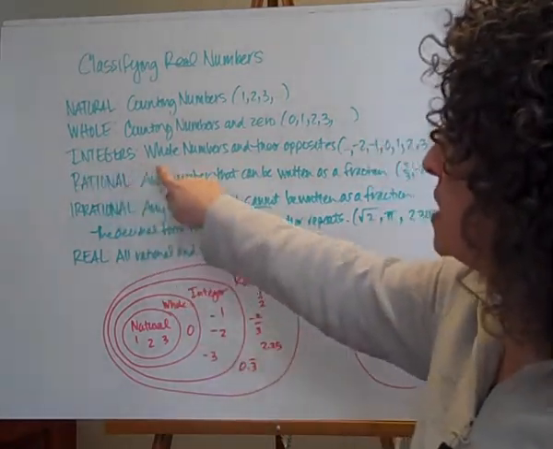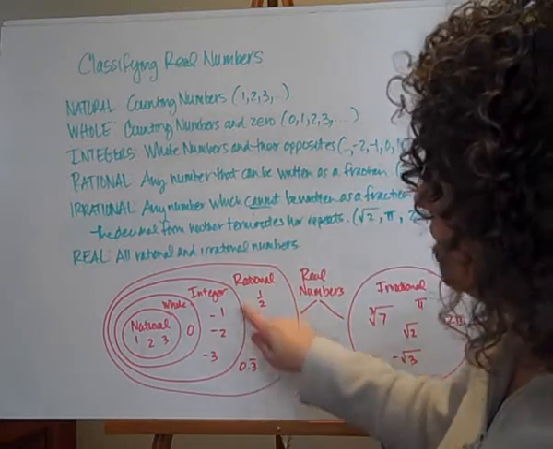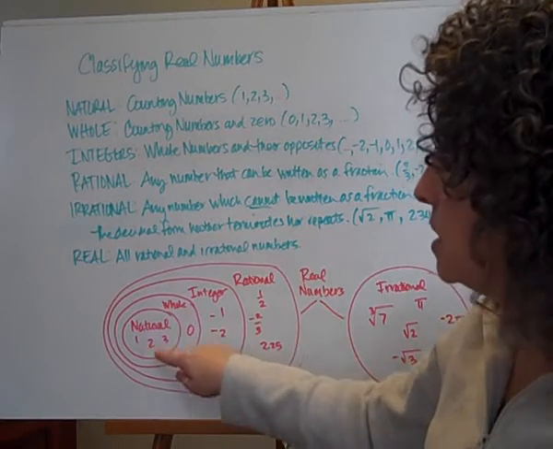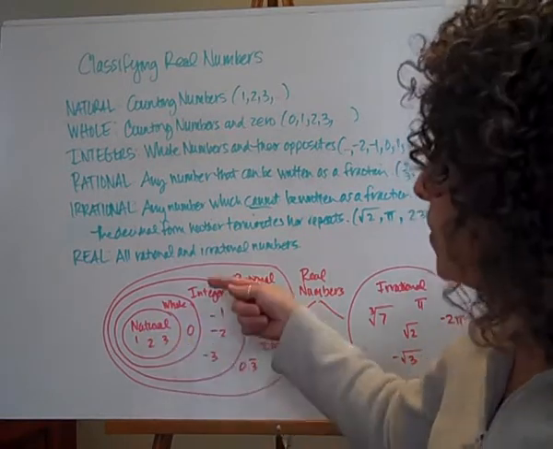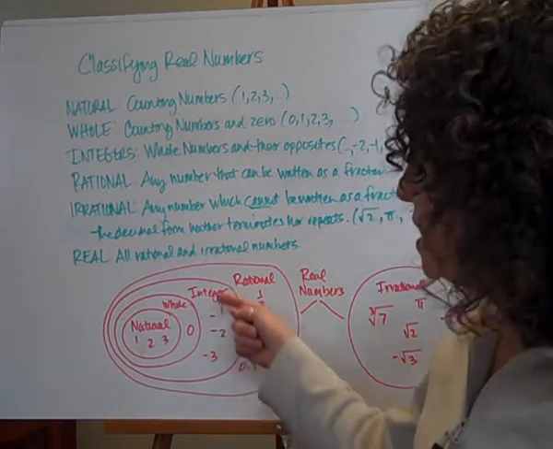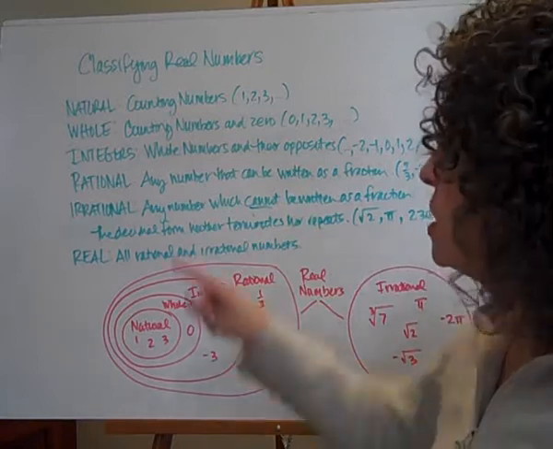Next we have integers, and integers are whole numbers and their opposites. So again, if we start thinking about a larger group than this, we've got whole numbers, which includes our natural numbers, but then we also have their opposites. So now we're starting to include negatives in our integer group here. So whole numbers and their opposites in the integers.